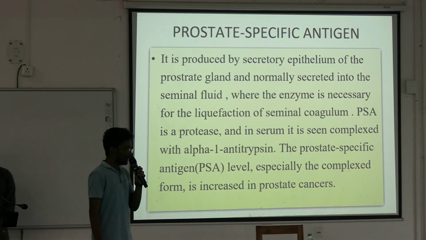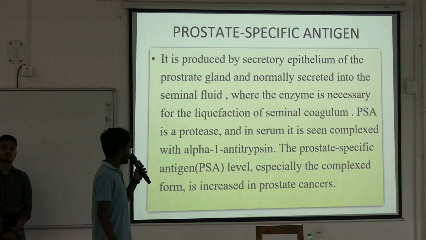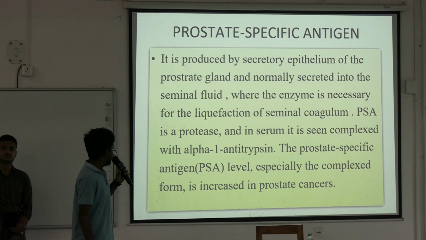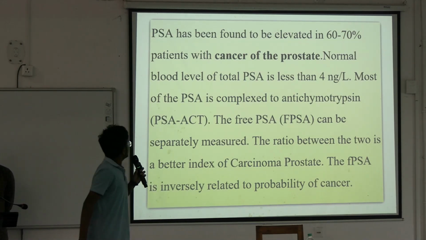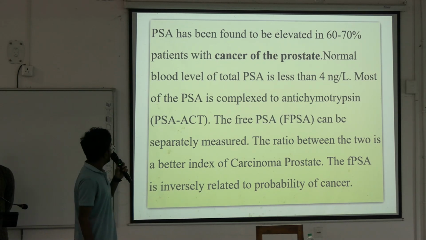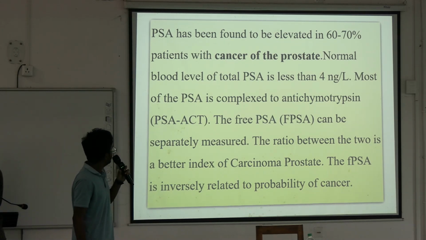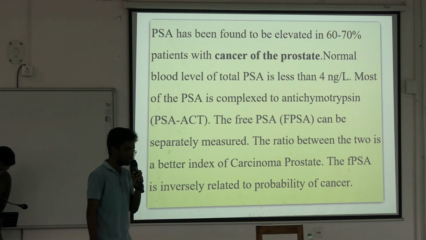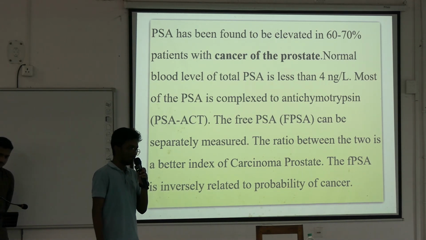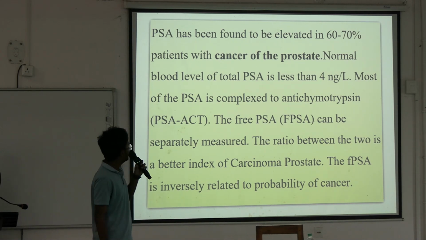The prostate specific antigen, especially the complexed one, is increased in case of prostate cancers. PSA has been found to be elevated in 60 to 70% of patients with prostate cancer. The normal level of PSA is 4 nanogram per milliliter in serum.